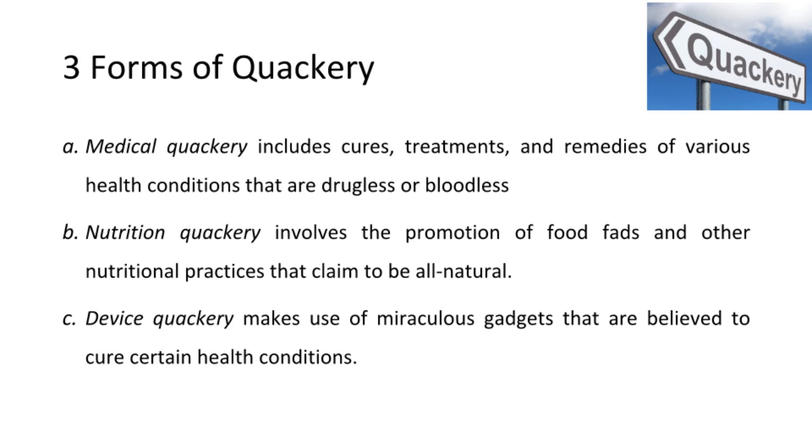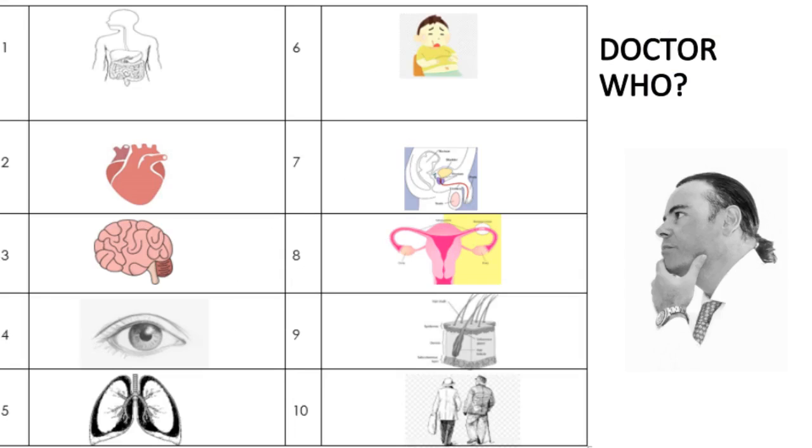Directions: match the type of physician with the area of specialization below: cardiologist, orthopedist, dermatologist, ophthalmologist, gastroenterologist, pediatrician, geriatrician, pulmonologist, gynecologist, urologist, neurologist.